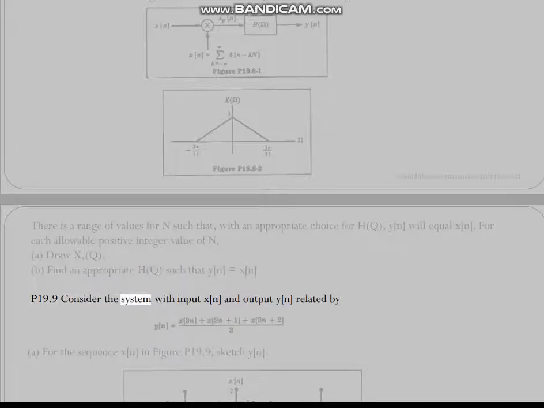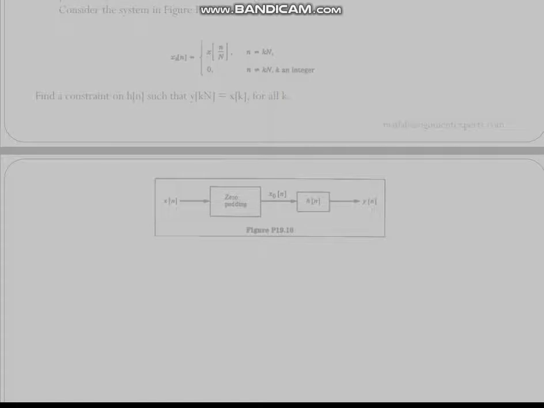P19.9 Consider the system with input x[n] and output y[n] related by the given equation. A. For the sequence x[n] in figure P19.9, sketch y[n]. B. Express the system as a combination of filtering and decimation. P19.10 Consider the system in figure P19.10. Find a constraint on h[n] such that y[kn] equals x[k] for all k.